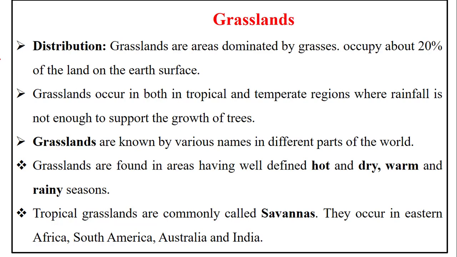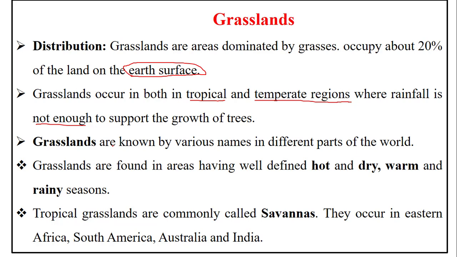The other one is grassland. Distribution: grasslands are areas dominated by grasses. About 20% of the land on the earth's crust is covered with grasses, right? Grasslands occur in both tropical and temperate regions, where rainfall is not enough to support the growth of trees. The growth of trees is very limited because rainfall is limited, and when there is very little rainfall, plant growth will decrease.